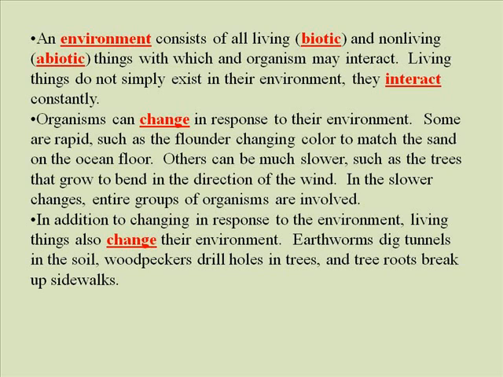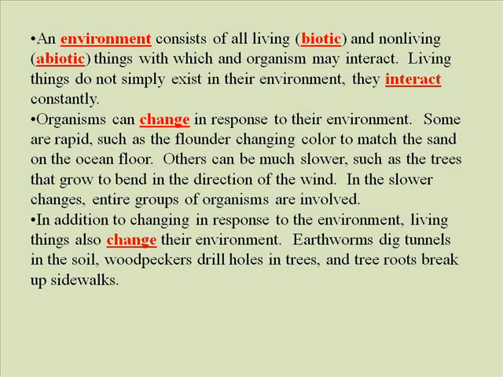Now, when we talk about an environment, it is going to consist of all the living and non-living things with which an organism is going to interact in an area. Now, there are 2 words that you need to fill into your notes. All living things are called biotic, and if you look at the prefix bio on the wall in the classroom, it does mean life, for living. Non-living things are abiotic, and again, if you look at the wall in the classroom, the prefix a means without, so abiotic means without life.